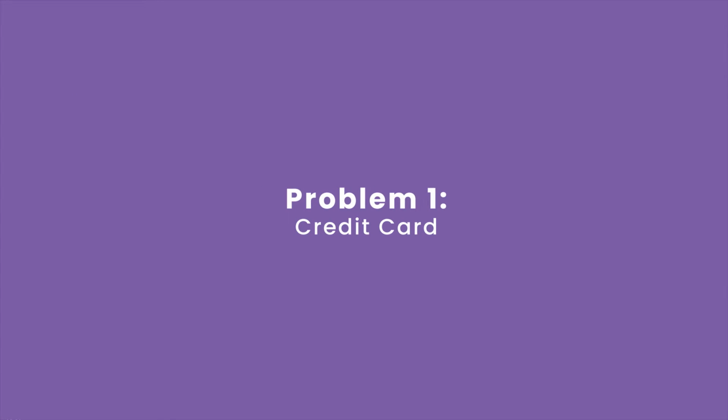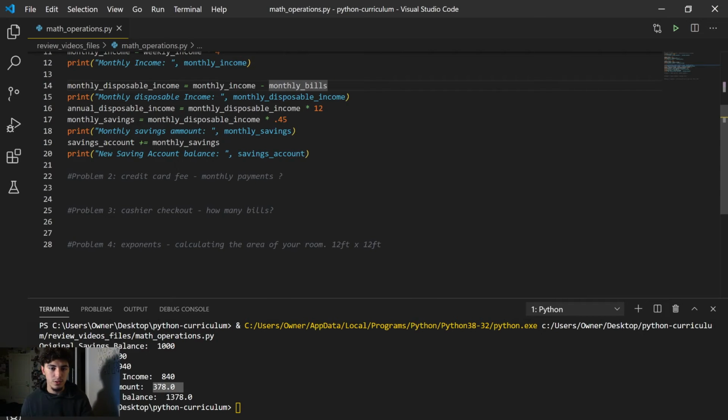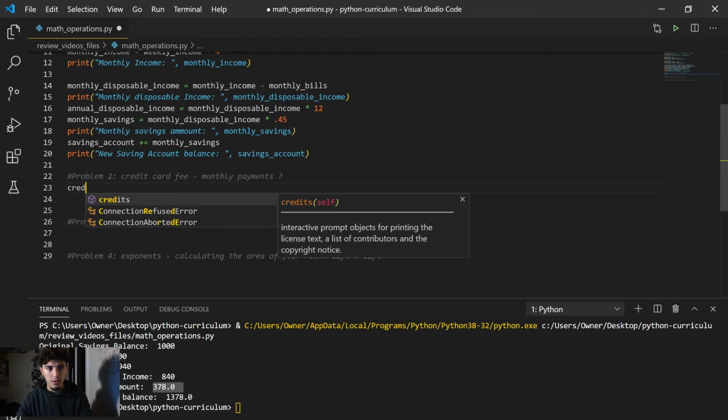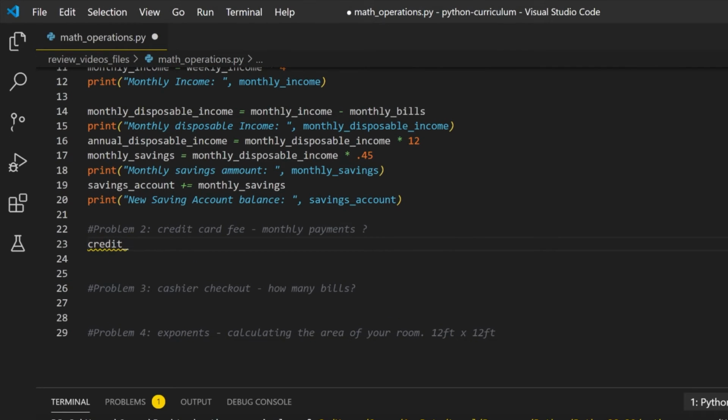We'll go ahead and go right into problem 2. So problem 2 is going to be really simple. You have this credit card annual fee. So we'll create a variable that's going to keep track of whatever the annual fee is for our credit card. We'll call this variable CC annual fee, and this is a really high-end credit card, so we'll say the annual fee is $150.